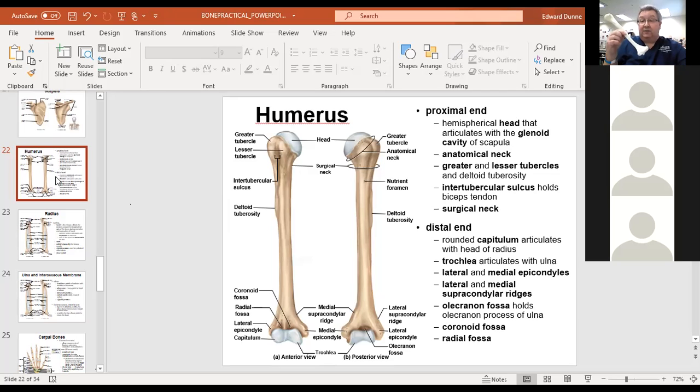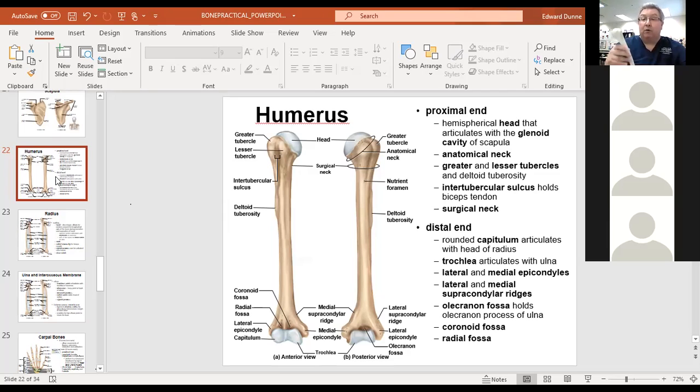All right, this bone here is the humerus. This is a very important bone. This is the bone that basically moves your arm. That helps to move your arm up and down. Helps to move your shoulder, ball and socket joint. Humeral head is right up here.